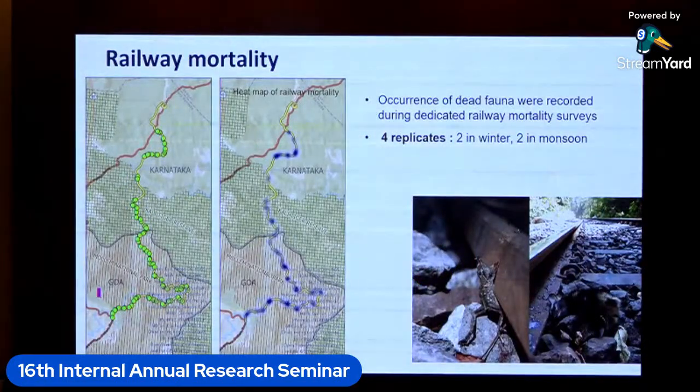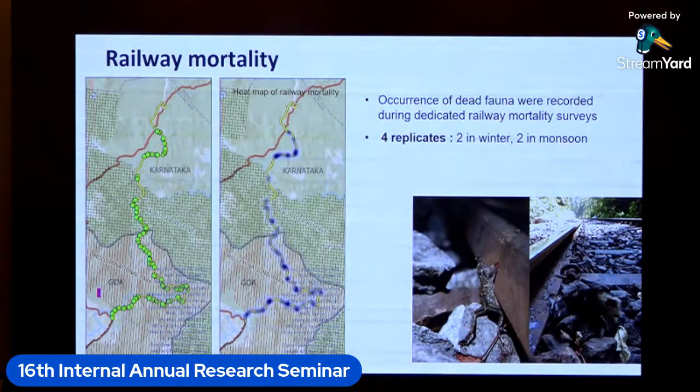For reptiles, we have currently conducted two surveys in the dry season, and two monsoon surveys are ongoing. In general, we can see that the reptiles are dispersed completely throughout the area.